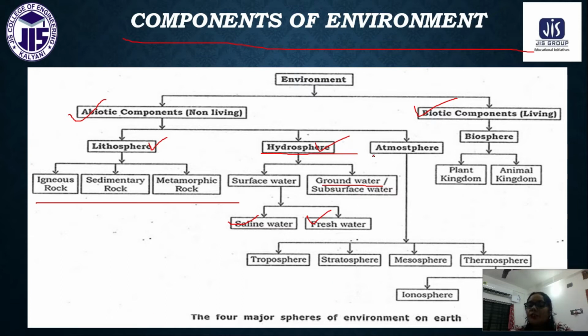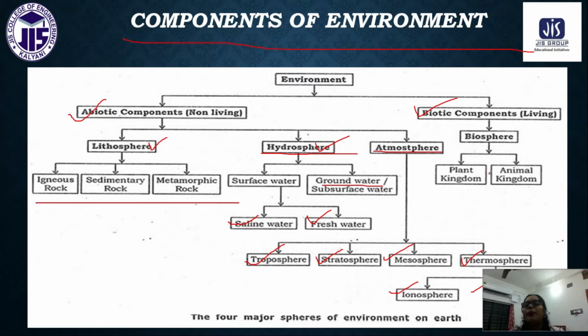Okay, next we have the atmosphere. The layers of the atmosphere are the troposphere, stratosphere, mesosphere, and thermosphere. Again, the thermosphere is of two types, one is the ionosphere and one is the exosphere. Okay, so these are some of the components of the environment.